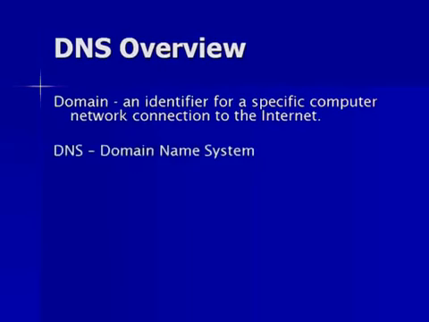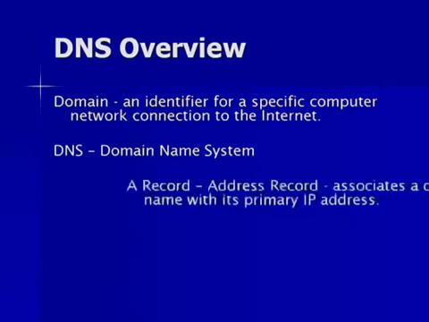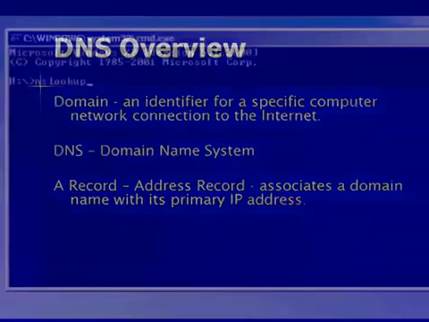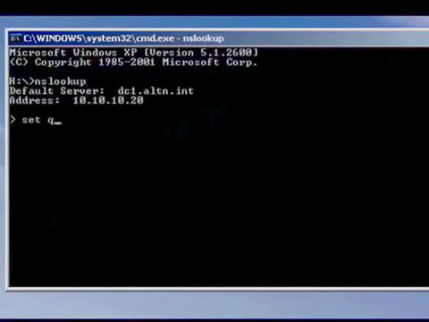DNS, or the Domain Name System, stores information about domain names. These DNS entries include IP addresses and domain names of specific computers. This information allows computers to communicate on the Internet using easy-to-remember domain names by supplying the numeric IP address that the computer requires. A and MX records are two types of DNS records. A records, or address records, associate a domain name with its primary IP address. For example, the A record for altn.com associates it with the IP address 65.240.66.0. Here's an example of an A record using the domain altn.com.